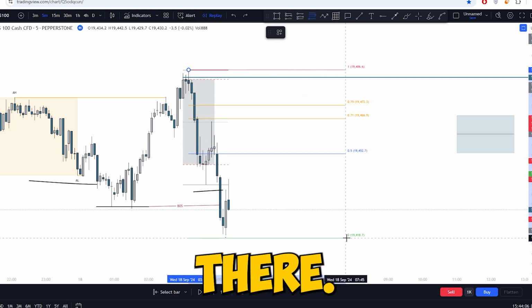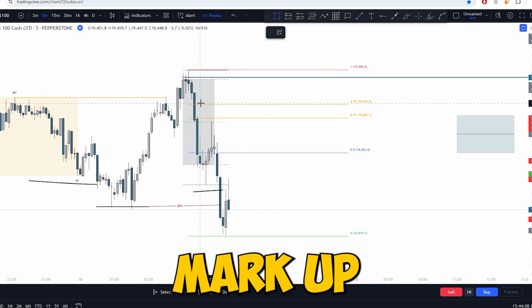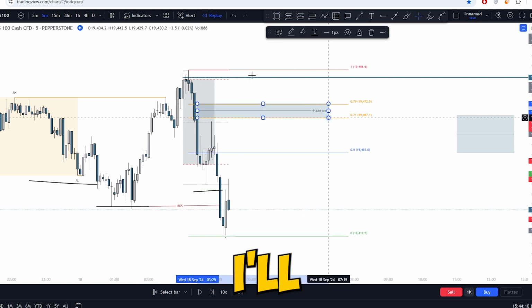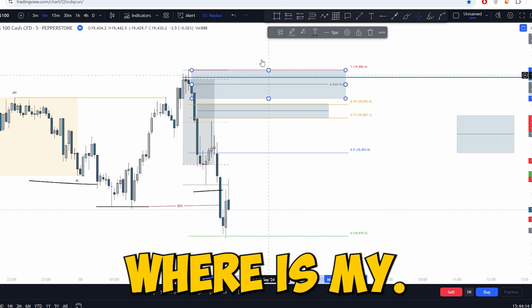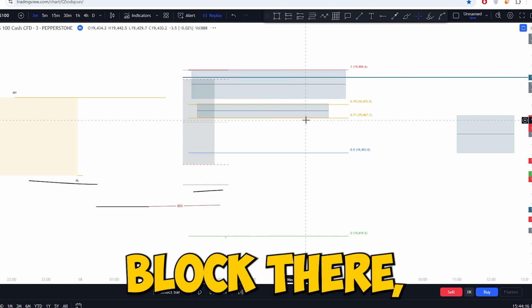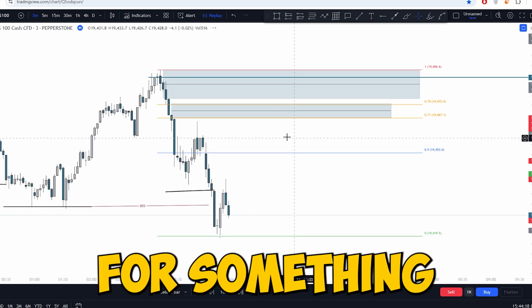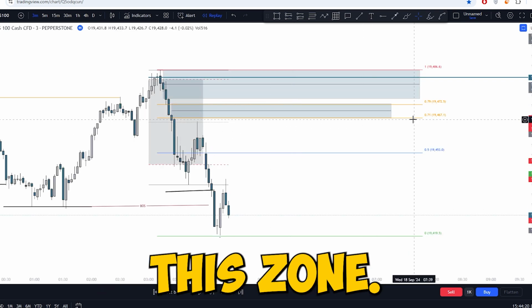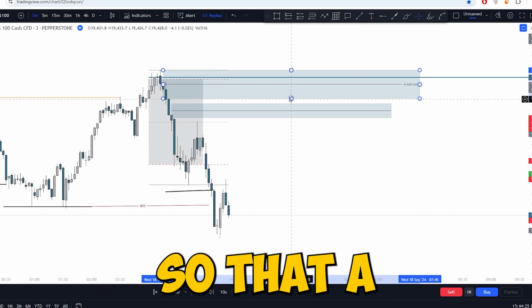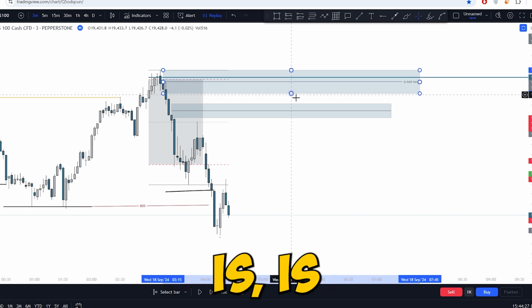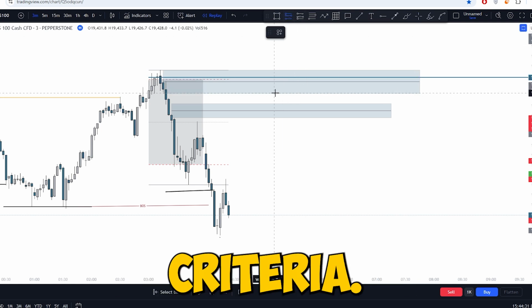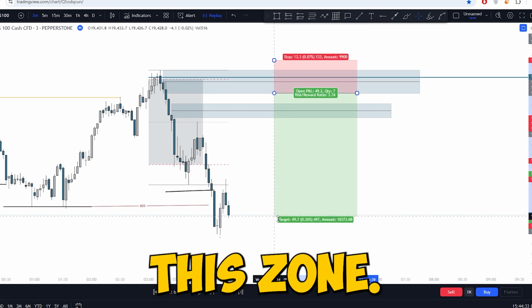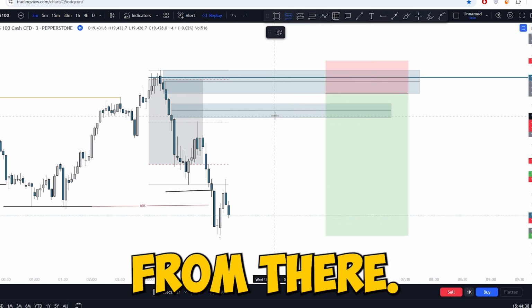So we have that zone there. So I'm just going to quickly mark up some of my levels. Let me see, hopefully there's an order block there. And then I'd be looking for something around this zone. I will just refine the zone so that they're a bit clearer. That one is a trade that I always take. This one is in my entry criteria. Then I will come here and just refine this zone. Take a short from there.